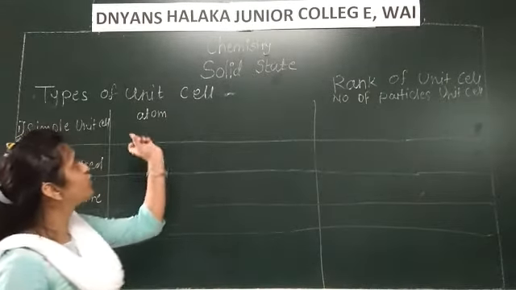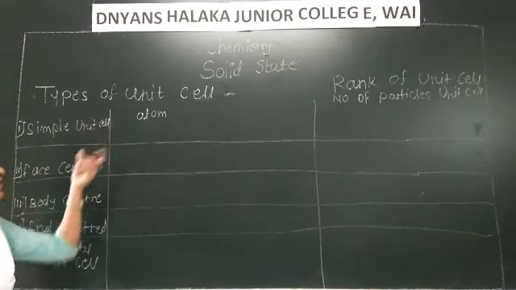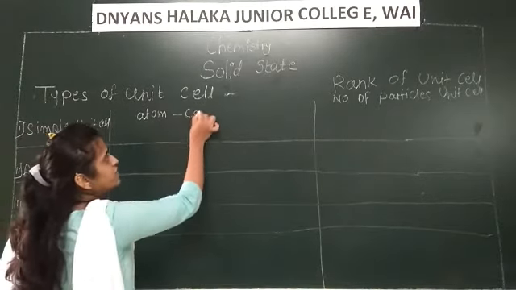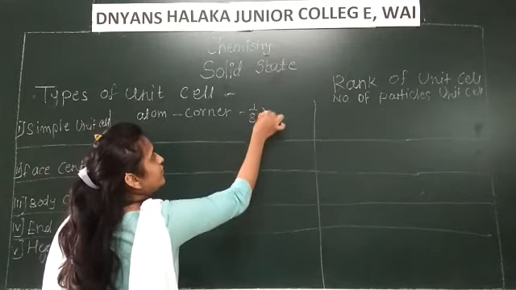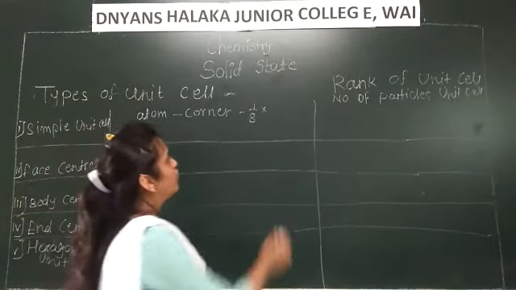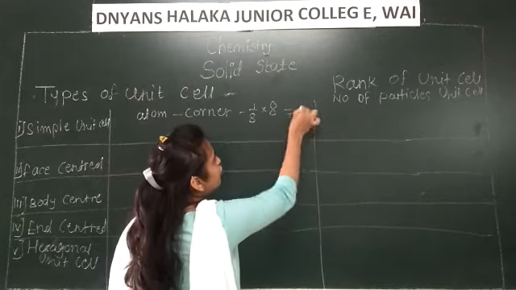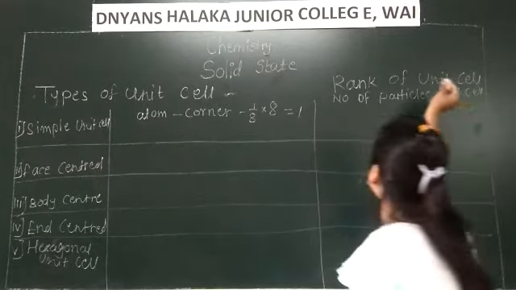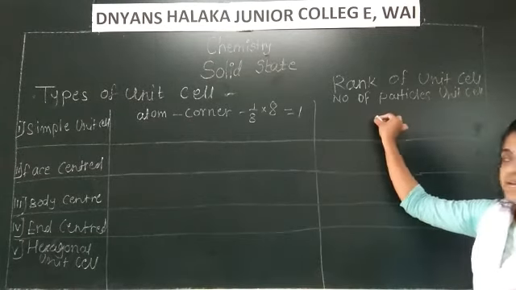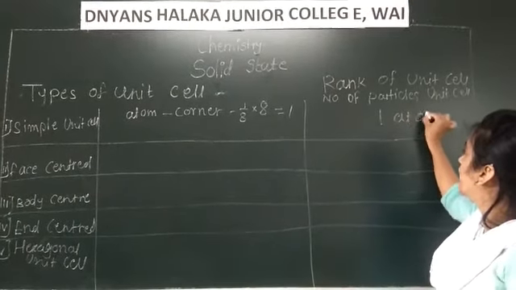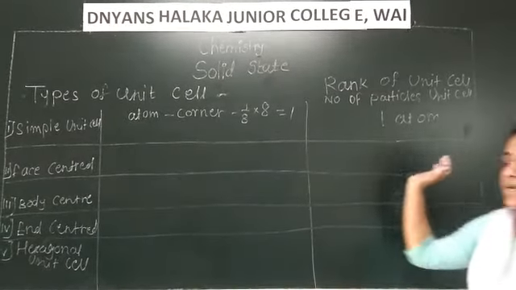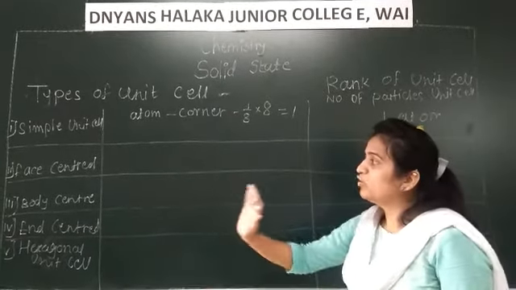Again we revise the types of unit cell. First, simple unit cell. So atoms are situated at corners, means 1 participates in cube into total 8 corners, so 1 atom. So the rank of the unit cell, the number of particles present in the unit cell, is only 1 atom or particle participating in simple primitive unit cell.